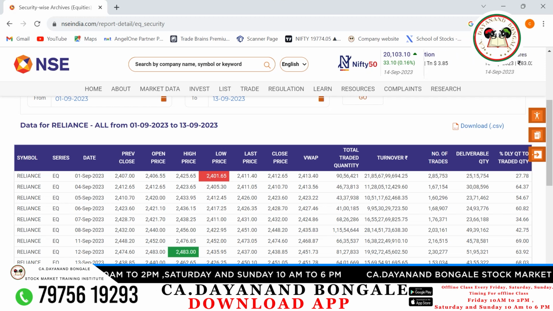So this was all about how we check the percentage of delivery to the traded quantity, which is very, very important for investors and traders, because we all know that there should be a good delivery percentage for the price to move up in the coming days.